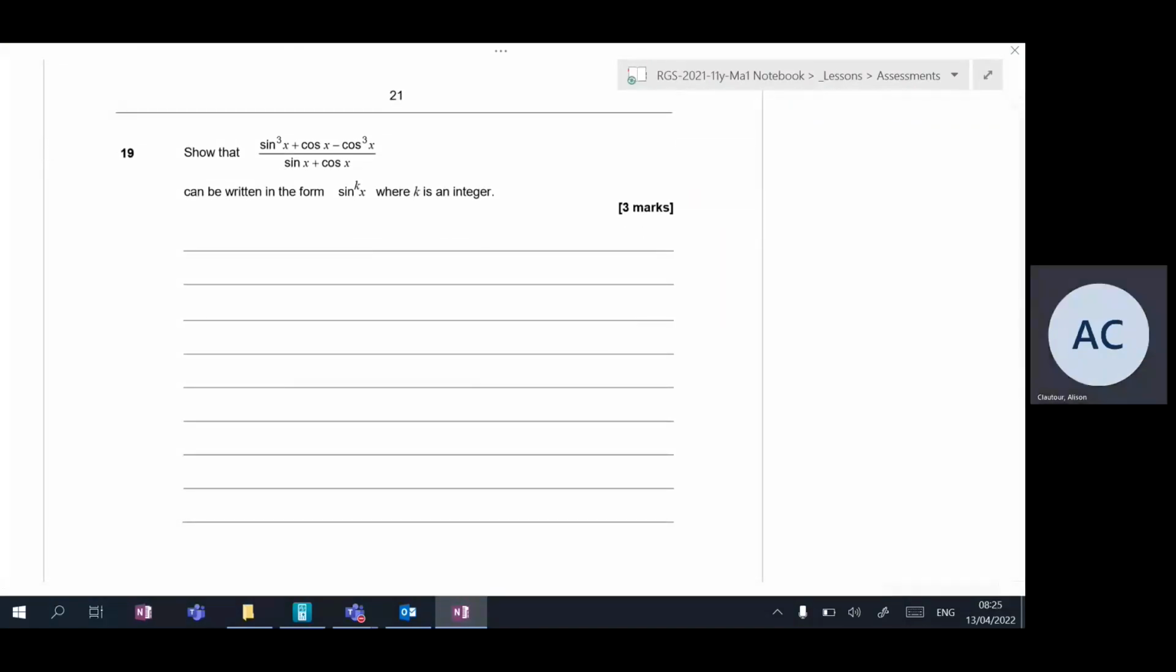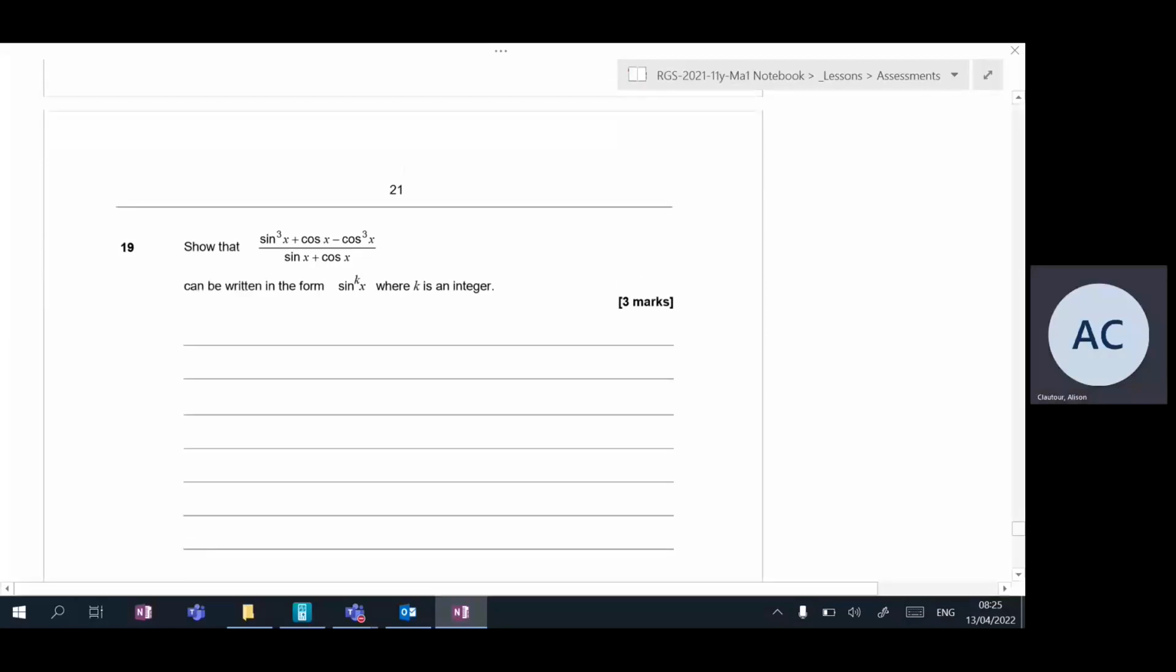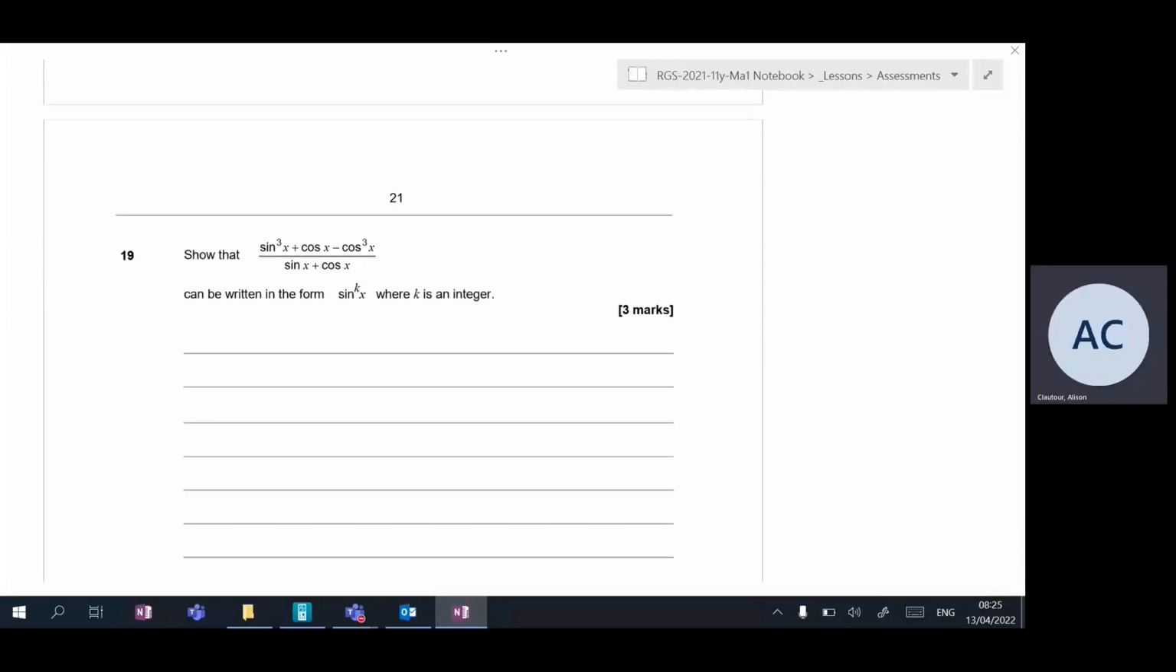Right, question 19. Which looks quite scary. So it's just a quadratic identity, so it's saying simplify this expression, essentially. So let's have a look at what is going on. So what I would probably do, and with this you can try things. Sometimes you're going to try something with an identity, it's not going to work.